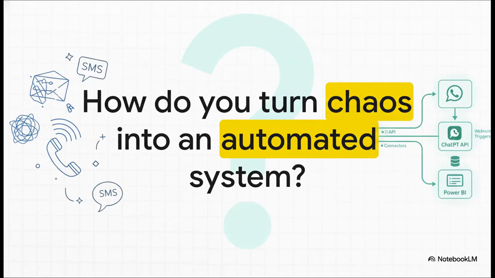You know, for any operations team, this is the big question, right? Requests are just flooding in from everywhere. You've got emails, phone calls, text messages. It's just chaos. So how do you stop those critical issues from getting buried in all that noise and actually build a system that's truly intelligent?